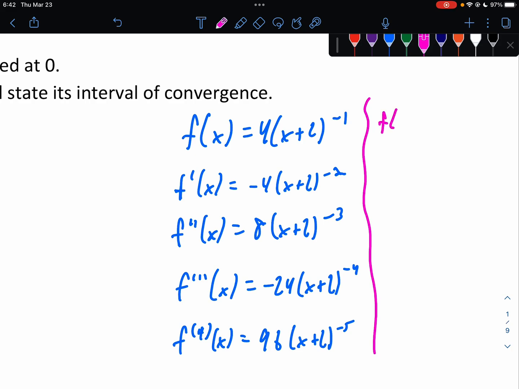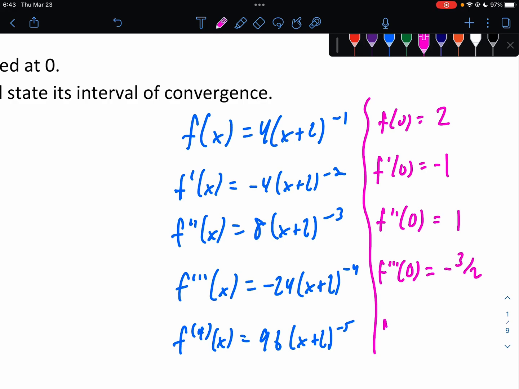All right, and then f of 0 would be 4 over 2, 2. F prime of 0 would be negative 4 over 2 squared, so it would be negative 1, I believe. And then f double prime of 0, so 8 over 8 would be 1. And then f triple prime of 0 would be negative 24 over 16, so negative 3 halves. And then the fourth derivative at 0 would be 96 over 32, or 3.